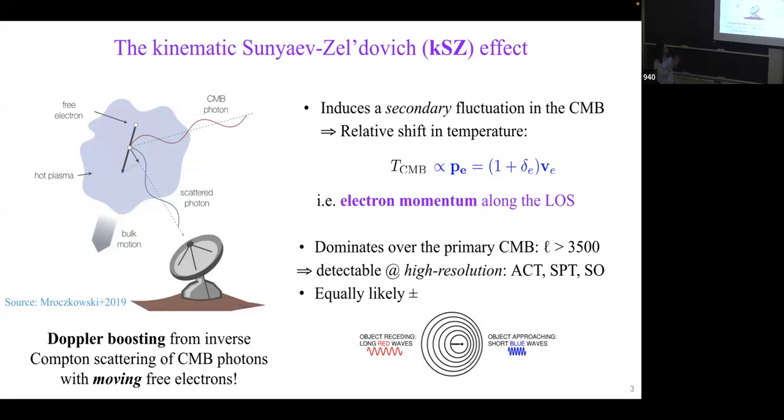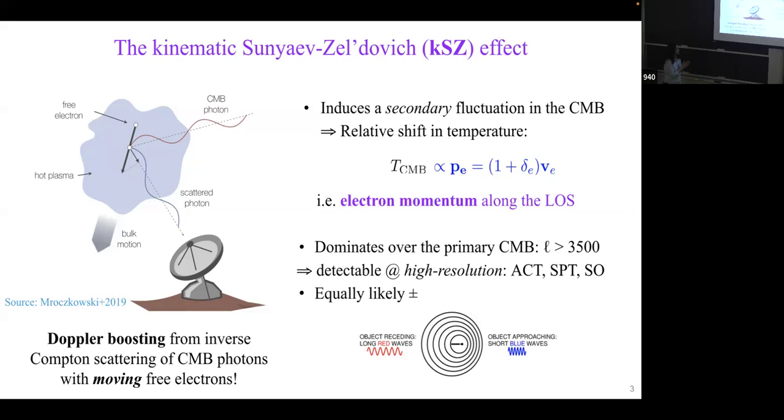So the net effect of the kSZ effect is that it induces a secondary fluctuation or anisotropy in the CMB that is proportional to the integrated electron momentum along that line of sight. So this is a key point here. The relative shift in the temperature is proportional to the electron momentum. So that's the electron density times its velocity with respect to the CMB rest frame.